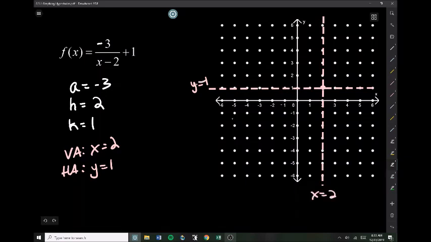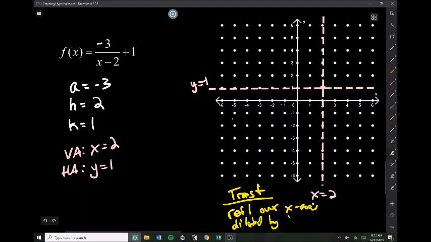If we think about the transformations in advance, it's going to be reflected over the x-axis, dilated by 2, and then translated right 2, up 1.